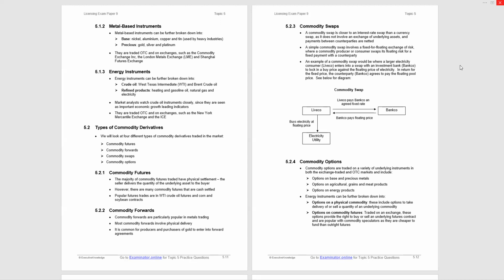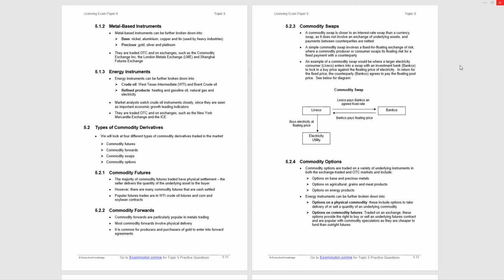Starting with commodity futures. The majority of commodity futures are traded for physical settlement. That is, you actually deliver the underlying commodity. There are some that are cash settled, but one of the reasons you get into these trades is the relative scarcity of some of the commodities. We're told popular futures trades are oil, WTI crude, and corn and soybeans.